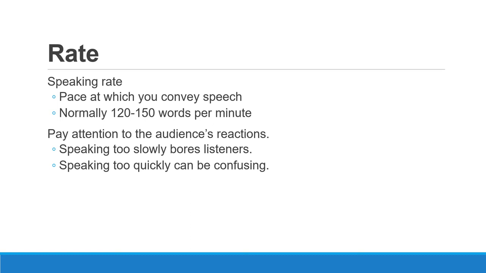Your speaking rate is the pace at which you convey speech, and it's normally 120 to 150 words per minute. You need to pay attention to your audience reactions. If you're speaking too slowly, that will bore your listener. So if it feels like people are starting to go to sleep, maybe you need to kick it up a little. If you're speaking too fast, it can be confusing and difficult for your audience to follow you. And a lot of times when people get nervous, they start speaking faster.